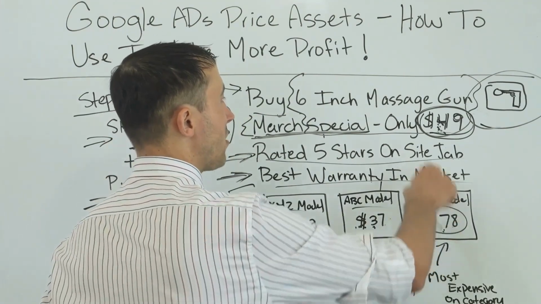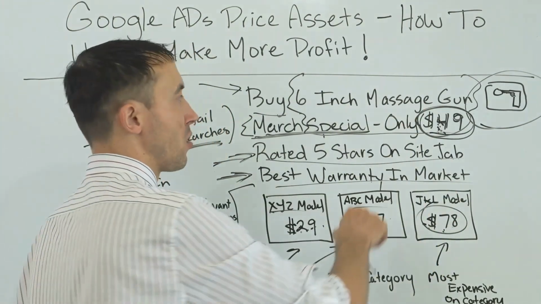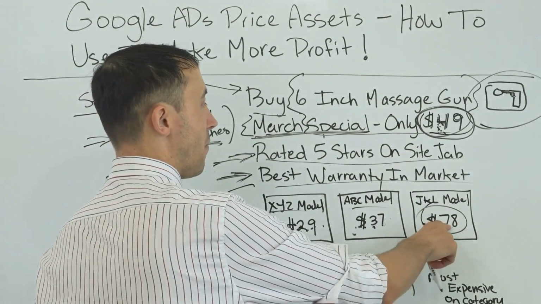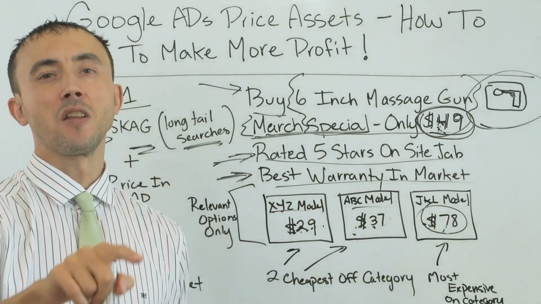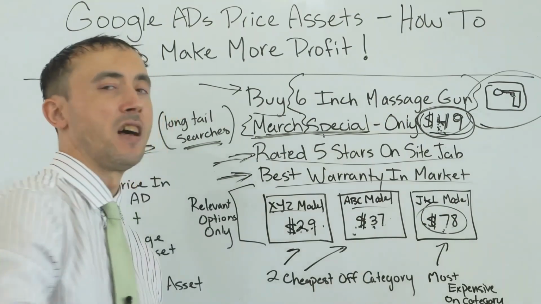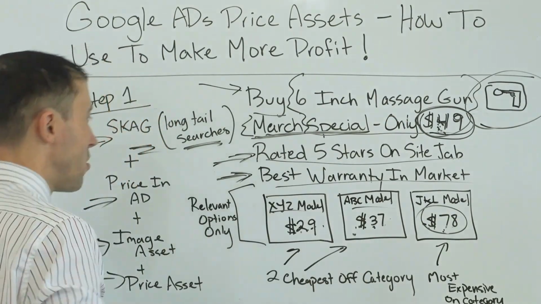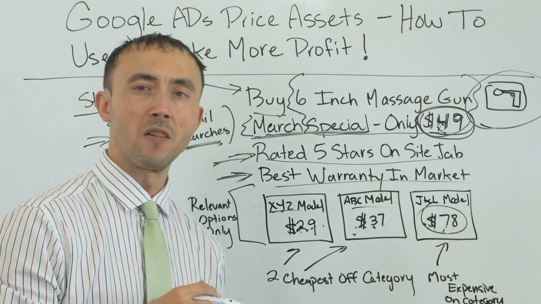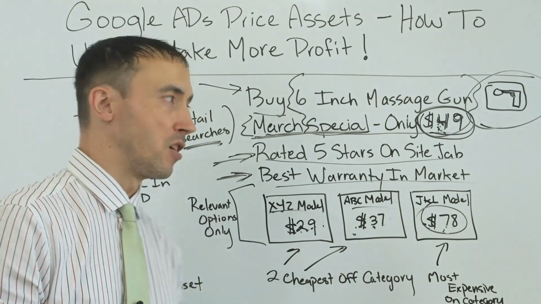you're going to have the most expensive 6-inch massage gun. So that's going to be still a 6-inch massage gun, but the most expensive one you have, or at least one that's significantly more expensive than the one that you're promoting in the headline. All right? Now, I know this seems weird, but I promise you, this works very, very well to get higher click-through rates on your ad.